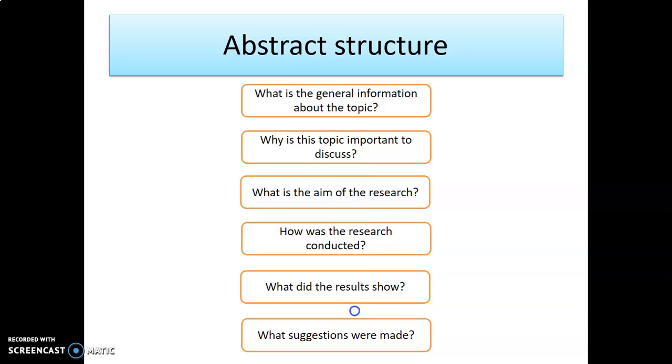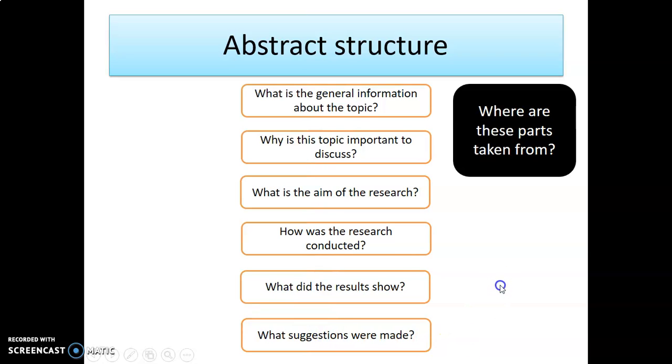Here is the correct order. If you look at the sample abstract, you can see that first you start with the general information about the topic, then why this information is important, then the aim, then how the research was conducted, what the results showed, and something about suggestions. Now, where did we take all these parts from? From which parts of the report? You can pause the video again and think about it.